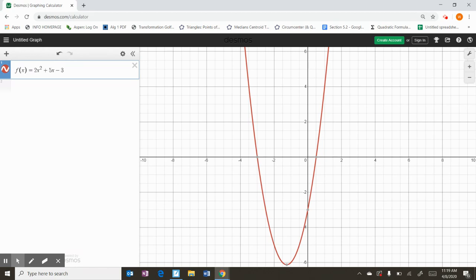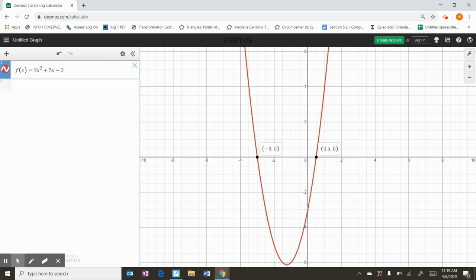So again, if we look here, this is the graph of the function f of x equals 2x squared plus 5x minus 3. Clearly, it's not linear, it's a curve. And in this case, the graph intersects the x-axis in two spots. It looks like at exactly (1/2, 0) and at (-3, 0).